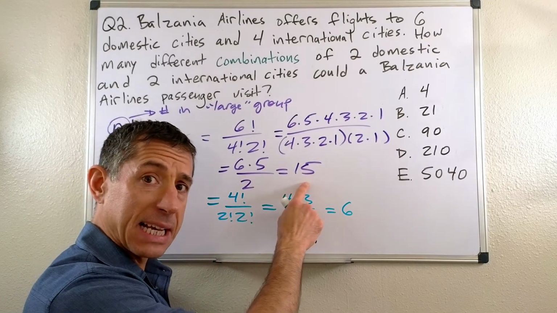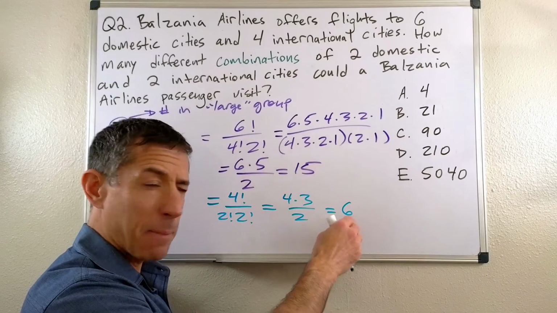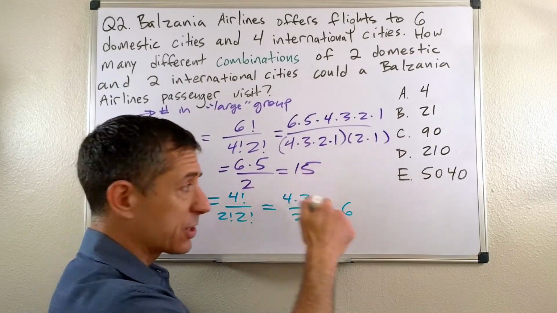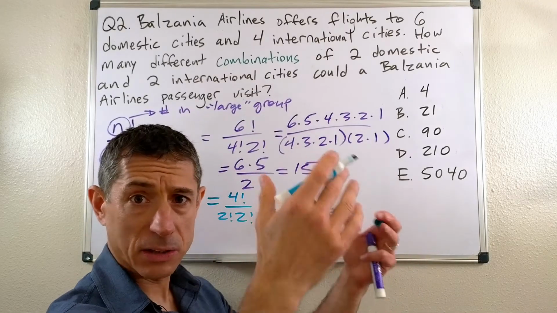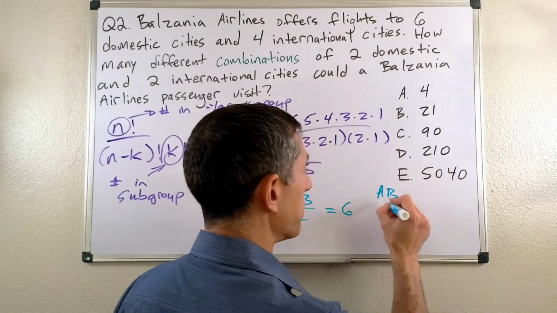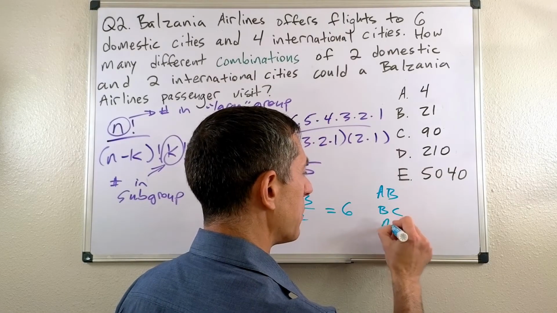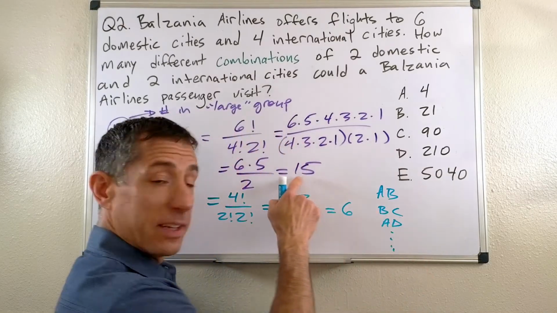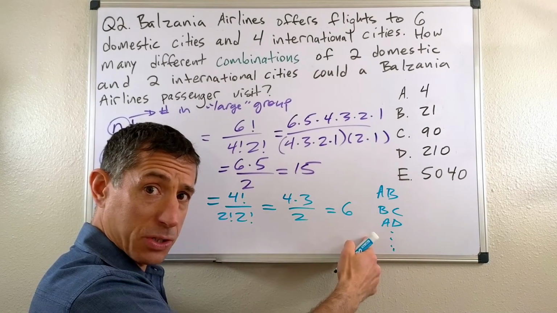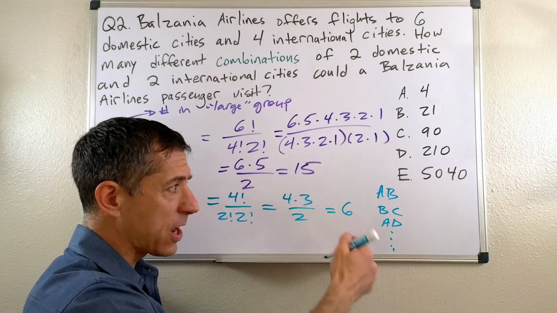A really common mistake I see here, people will try to add them up. But think about what's going on here. Let's suppose that these domestic destinations are lettered from A to F. So we could have A and B, B and C, A and D, and so on. So 15 different pairs if I were to write them all out. Pain in the butt to do so, but just picture, okay, I've got 15 different pairs.